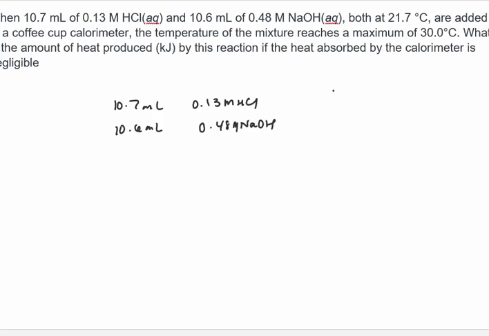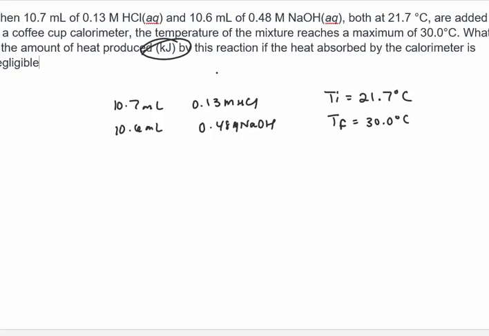Now, both of them are at an initial temperature, so our T initial is 21.7, and that's added to a coffee cup calorimeter. The temperature of the mixture will reach a maximum, so the T final, of 30.0 degrees Celsius. So what's the amount of heat produced, specifically in kilojoules, if the heat absorbed by the calorimeter is negligible?